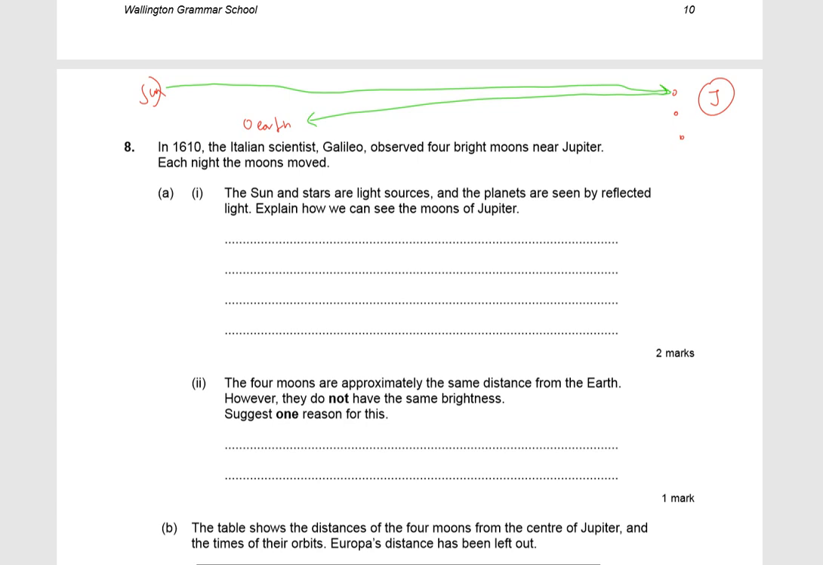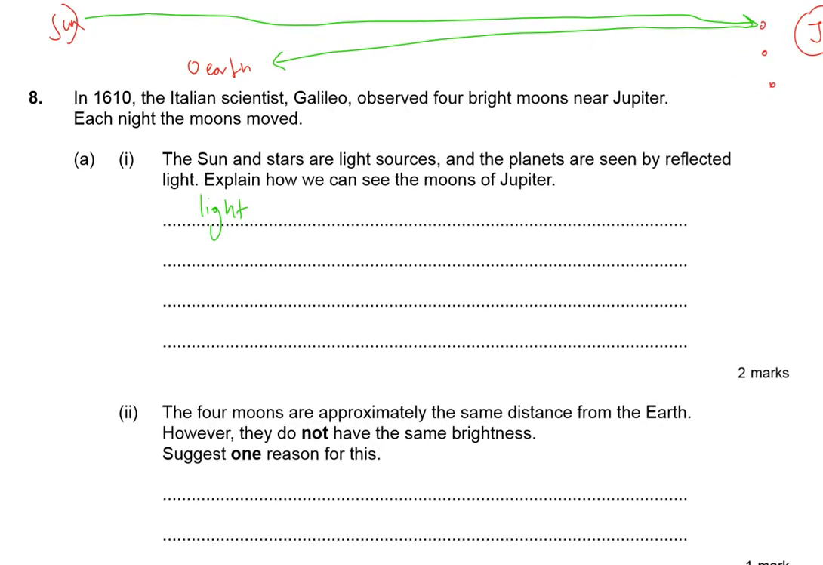So therefore, we need to say light from the sun reflects off the surface of the moon and travels to us. Okay, here we go.